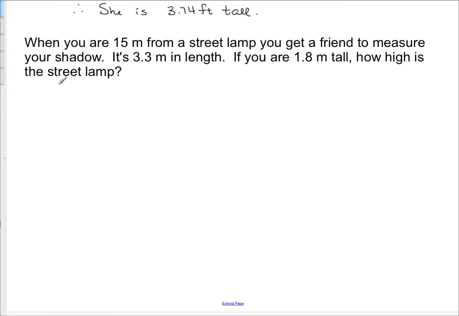Here's another shadow problem with a lamp. It says, when you are 15 meters away from a street lamp, you get a friend to measure your shadow. So here's a street lamp, and you're 15 meters away from it, so this distance in here is 15 meters. The shadow is 3.3 meters in length. It tells us that you are 1.8 meters tall. So this is us, and we want to find out how tall the street lamp is.